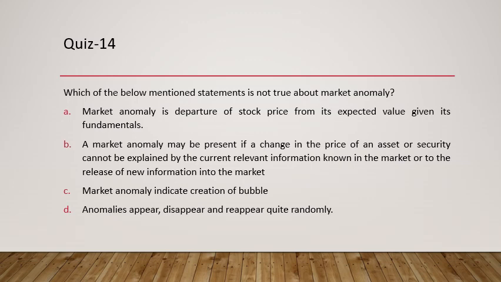Which of the following mentioned statement is not true about market anomaly? Okay, so a market anomaly is departure of stock price from its expected value, which is true. Market anomaly may be present if a change of price of asset or security cannot be explained by the current relevant information known in the market or release of new information, which is also true. Anomalies appear, disappear and reappear quite randomly. That also is true. So this is not true. So market anomaly indicates creation of bubble is not true. We have completed 14 questions by now and I'm sure you are with me with respect to these answers.